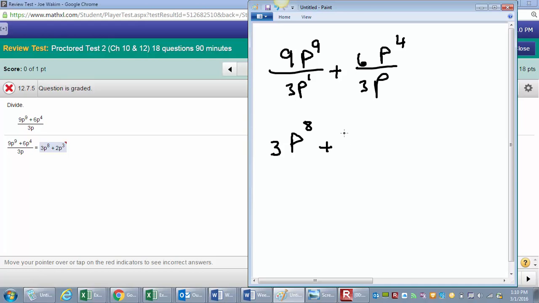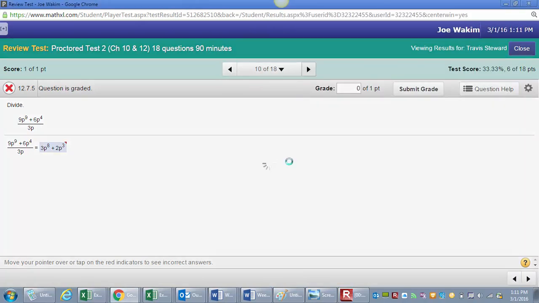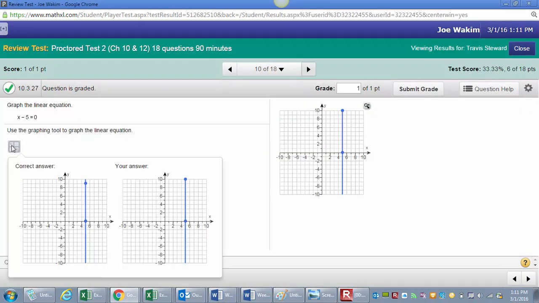6 divided by 3 is 2. And also here, when you divide, you subtract. 4 minus 1 is 3. Final answer. So these are unlike terms. We cannot combine them. You only can combine them if they have the same variable with the same exponent. But these are not. Number 10. You did it right.